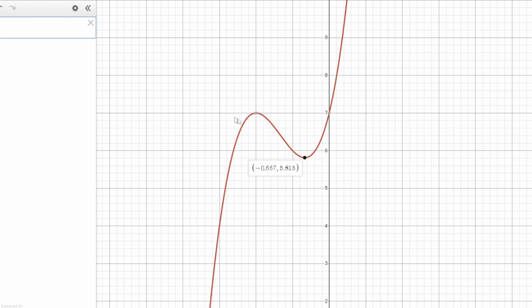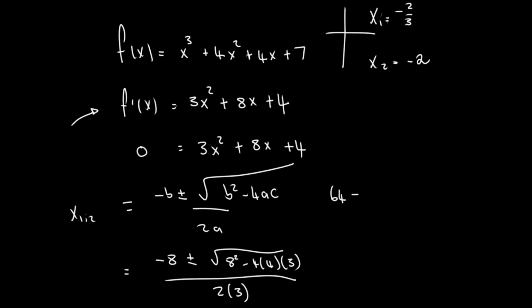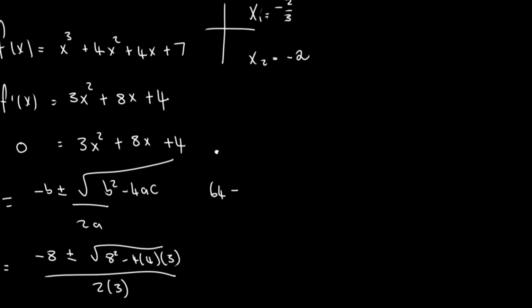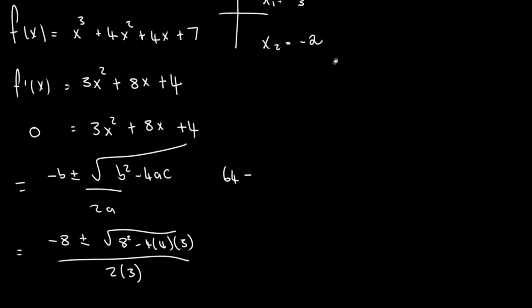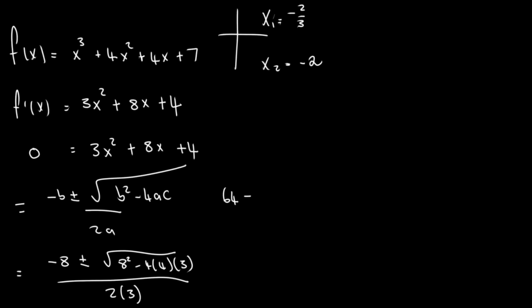The highest point will be your local maximum. The lowest point is your local minimum. But more about that in another video. Let's focus on these points now. So we just solved negative 2 and negative 2 over 3. So what does this mean? Well, this means I'm now going to substitute these x's I solved from the derivative into my function.